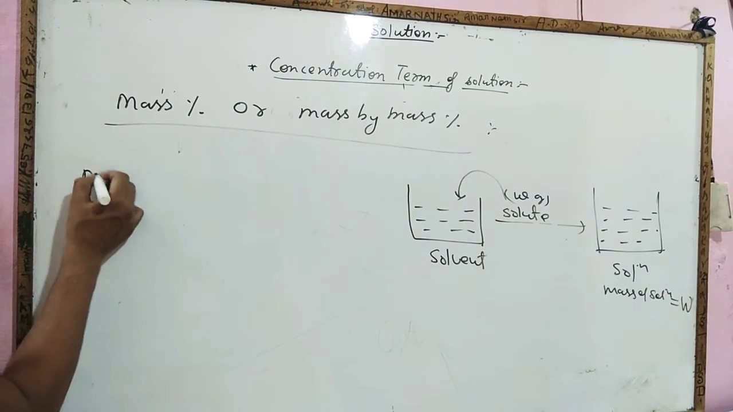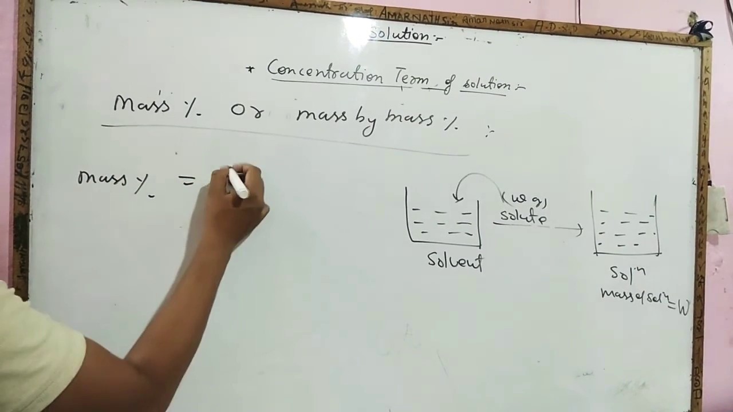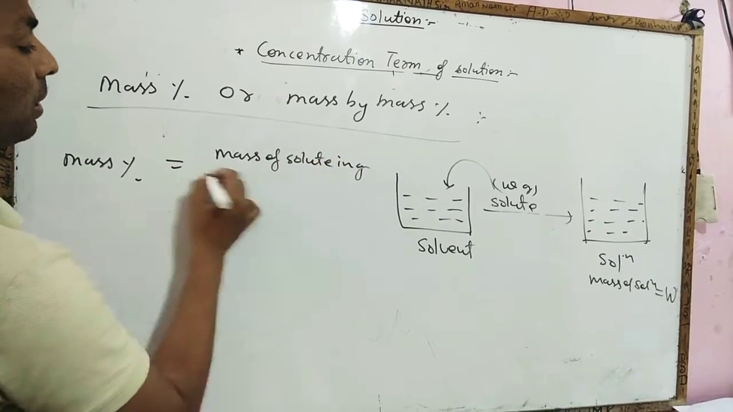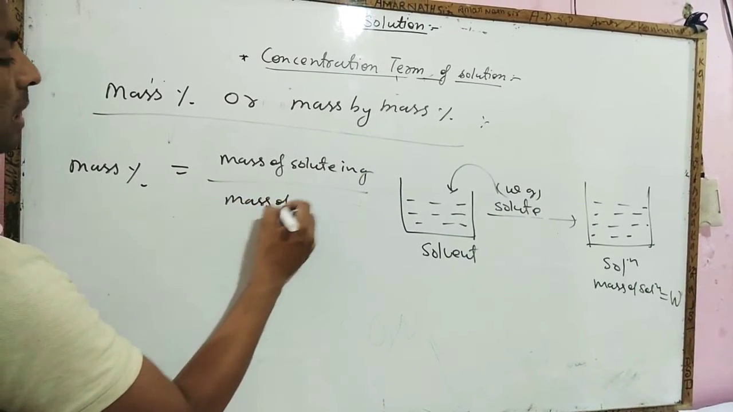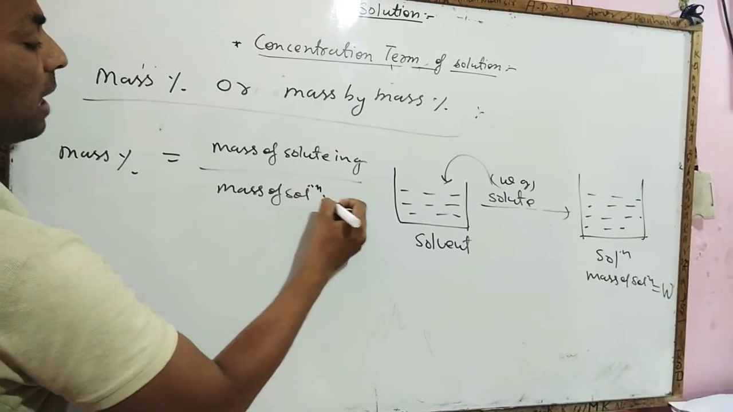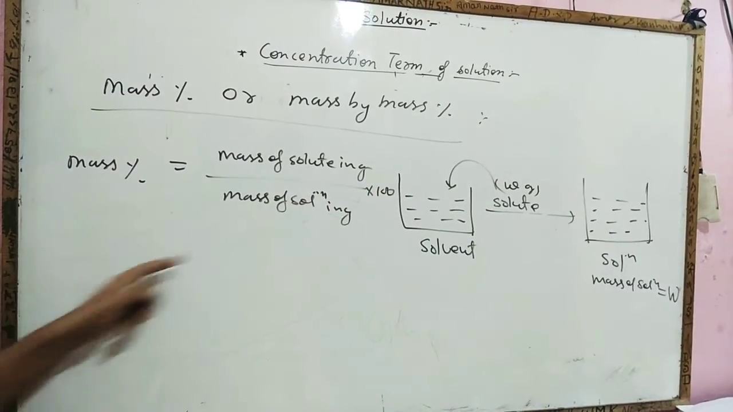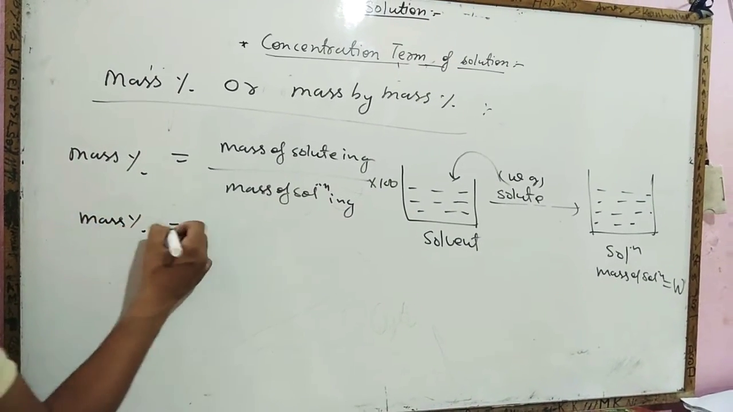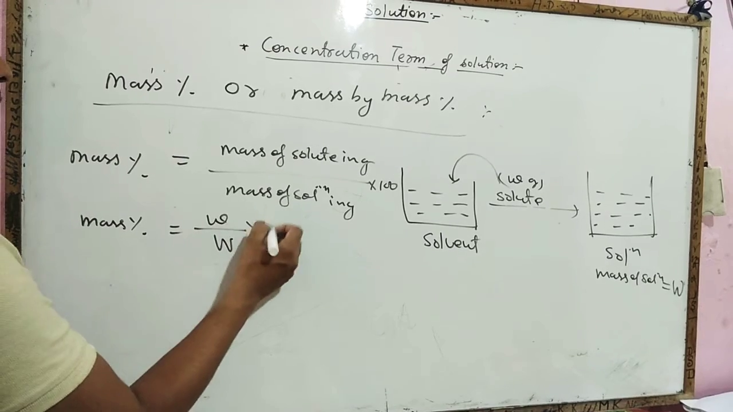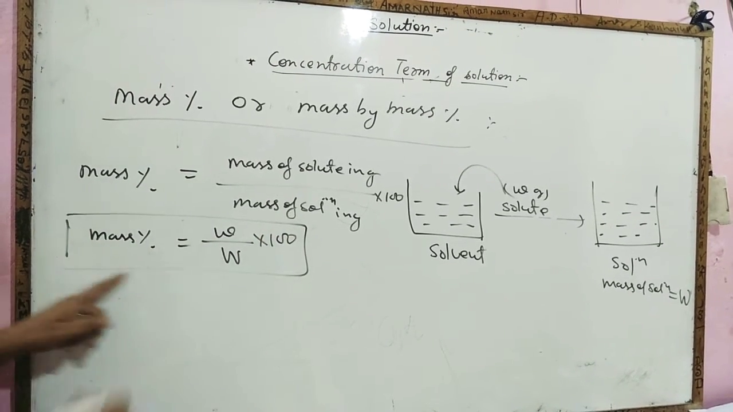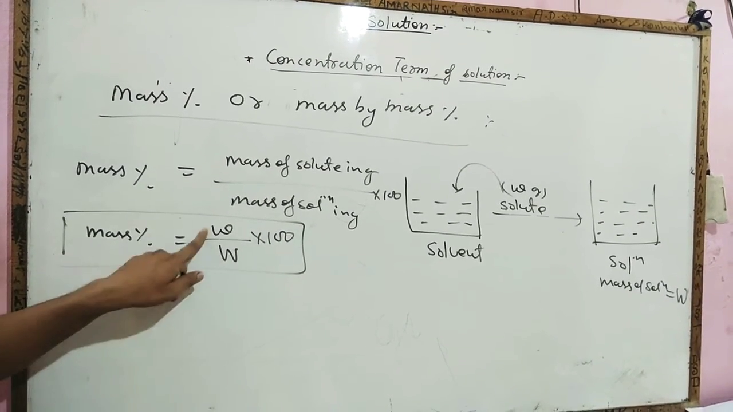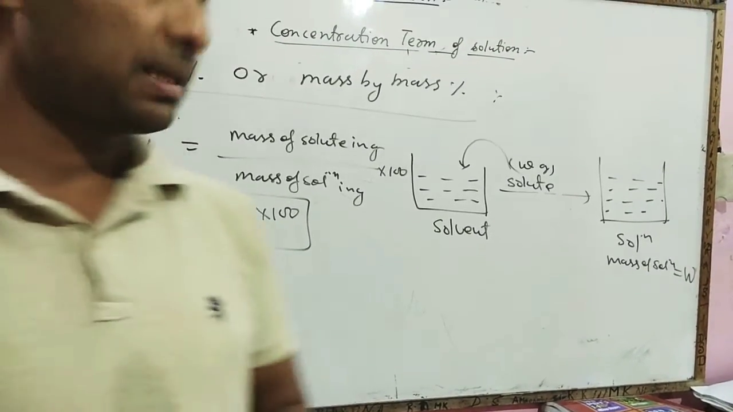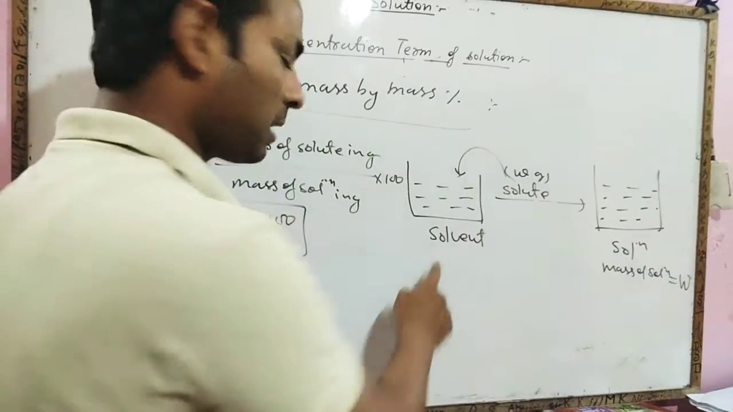So mass by mass percentage equals mass of solute in grams upon mass of solution in grams, into 100. It is in percentage, so multiply by 100. So generally we can write mass percentage equals small w by capital W into 100. Clear, students? Small w is the mass of solute and capital W is the mass of solution. The mass of solution is always equal to the mass of solute plus the mass of solvent.